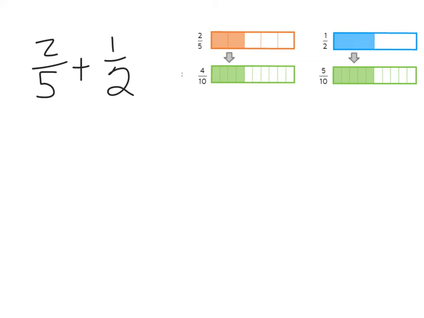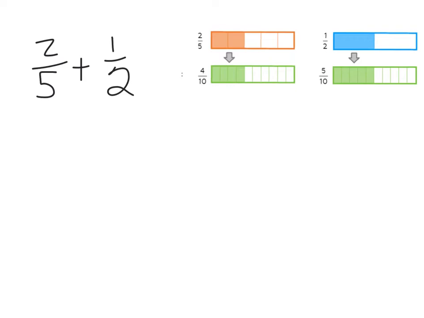All right, guys. So now I'm going to look at the algorithm with you for adding and subtracting with unlike denominators. So we've kind of looked at using fraction tiles or fraction strips. We've talked about least common multiple and least common denominator. Now we're going to take all of it and put it together to solve a problem. So this first problem is going to be 2/5 plus 1/2.